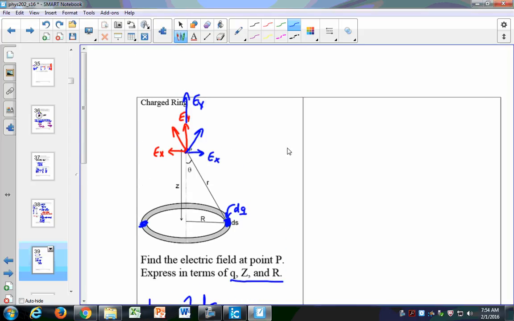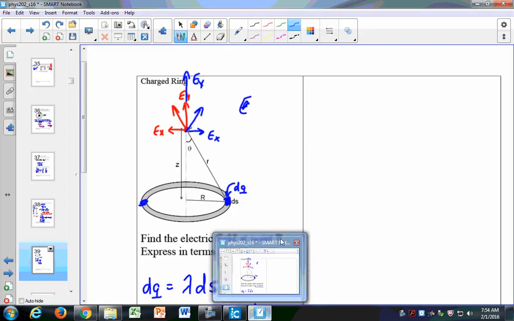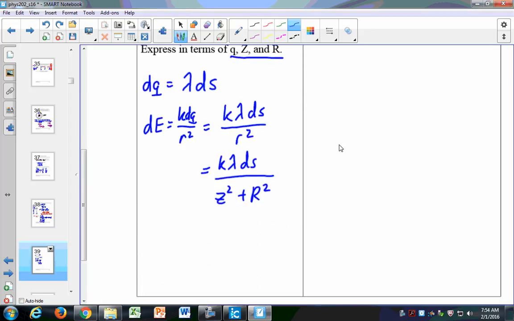Now, the electric field in the y direction, let me write this down here. Only Ey remains.